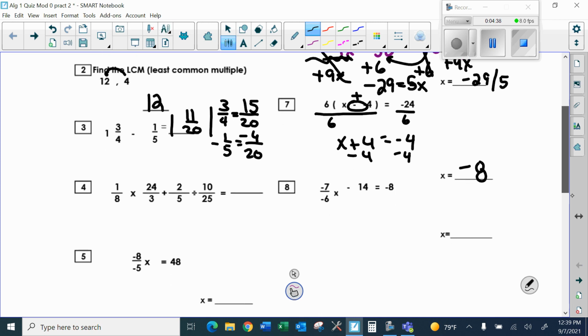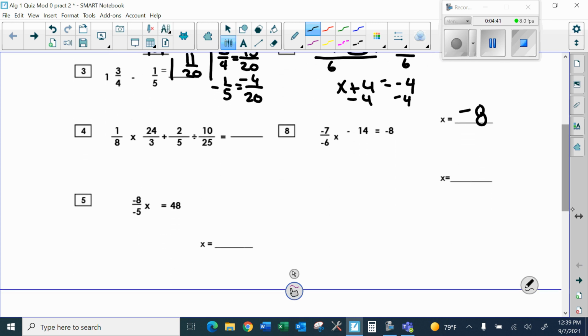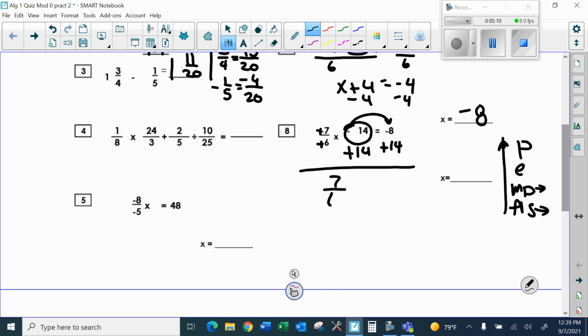All right, we'll come down to number 8 now. A negative divided by a negative is a positive, so those are both positives now. Remember, we solve all equations with reverse PEMDAS. Always written like this. Okay, and therefore we add or subtract across. Remember, if we're adding or subtracting across, we're moving an entire term across. And so we're moving that negative 14 across, so we're adding 14 to both sides. And now I'm left with 7/6 x equals, what's 14 minus 8? 6. Now we're up to multiply and divide.